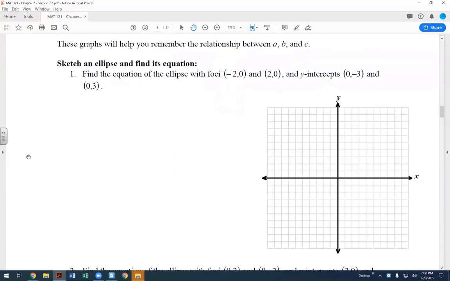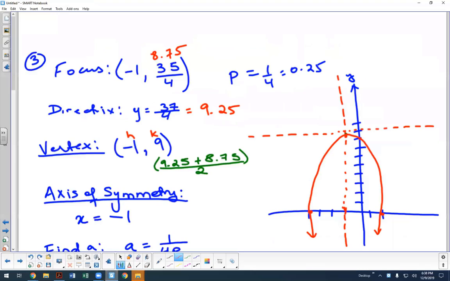So when they give us something like this, they're asking us to graph our ellipse here, which actually will not be too bad. Okay, so let's see how to graph this.